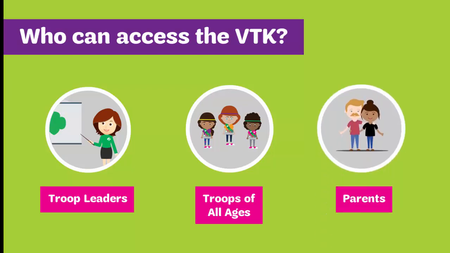Besides you, who else can access the VTK? Parents can log into the Volunteer Toolkit to see upcoming meetings, and they can check their daughter's attendance and their earned achievements. Note, the attendance feature will only work if the leader chooses to enter attendance records into the VTK at the end of each meeting. This is a great way to keep parents engaged and show them what their daughters have accomplished.